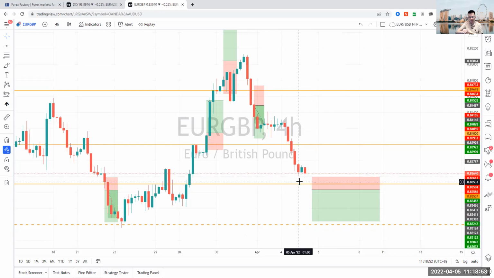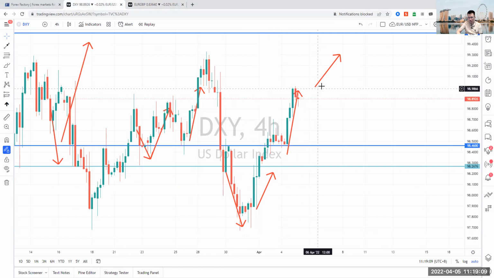So euro dollar dropping, looking for the euro pound to drop as well, dragging it down together. I think that this too will be quite a good trade setup, given that we see the dollar continue to strengthen a little bit, dragging the euro dollar towards the downside. We're going to see those trades play out quite nicely.